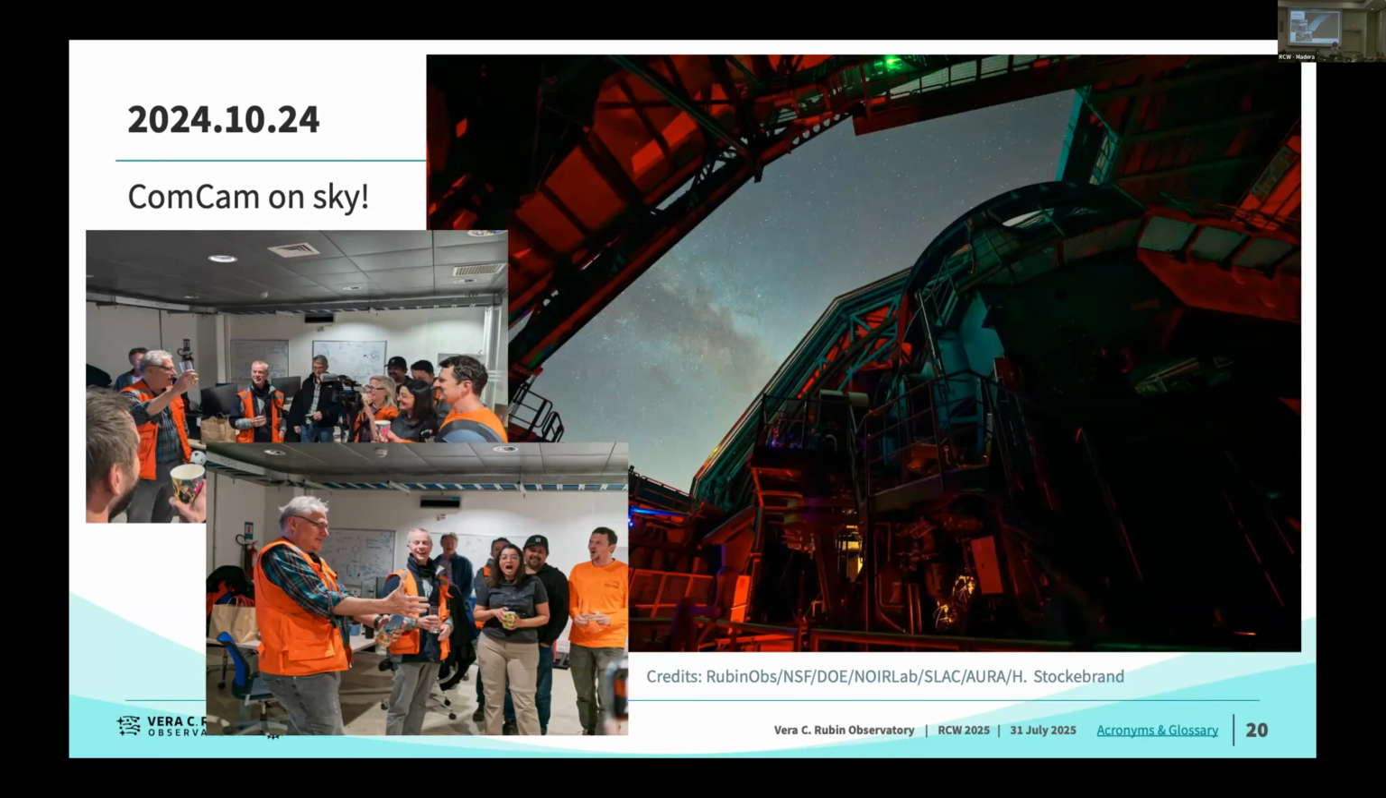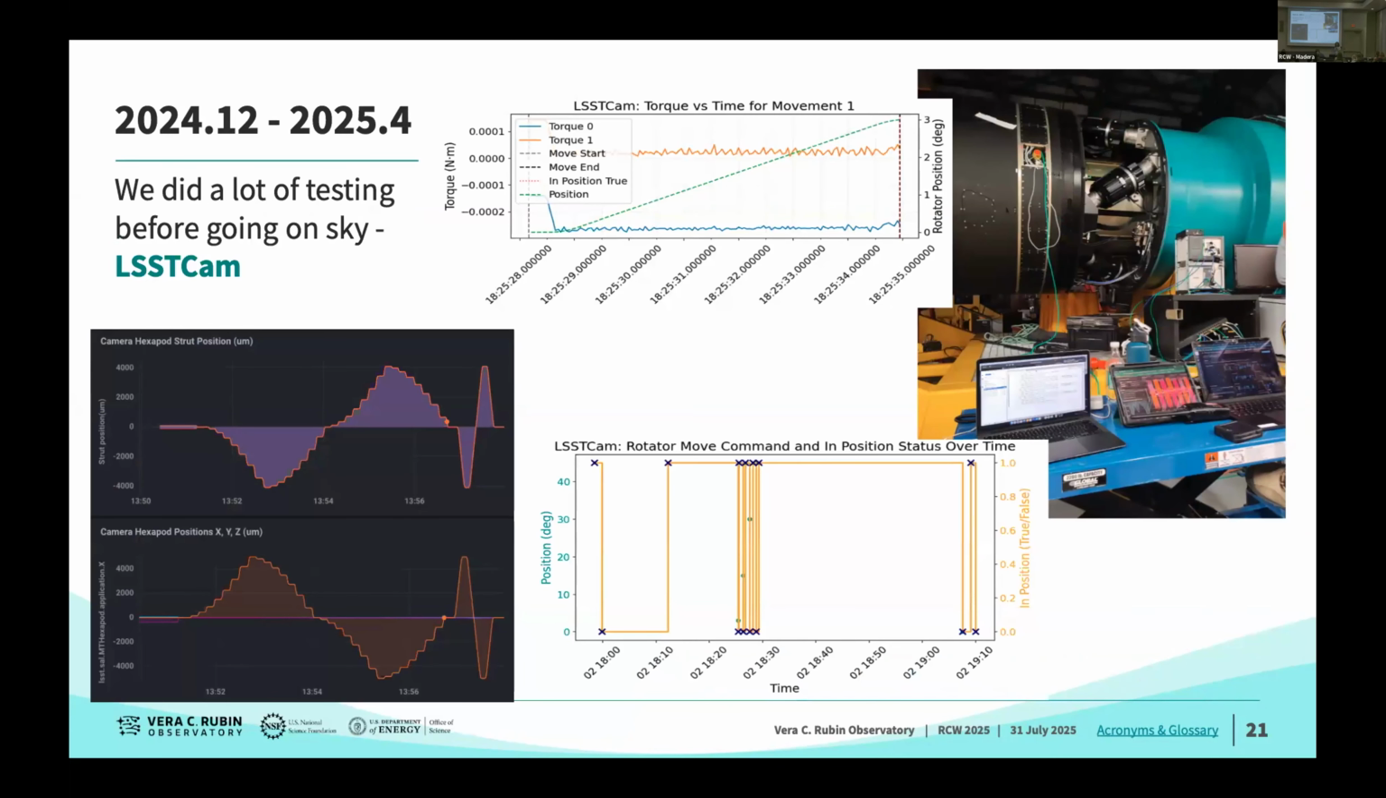After the commissioning camera was down and off sky, we started actual testing with the LSST camera, also on level 3. Before that, the LSST camera was in the clean room, and then we finally put it on level 3. It was ready to go out. And I'm not going to go through all of the testing, just some of it.